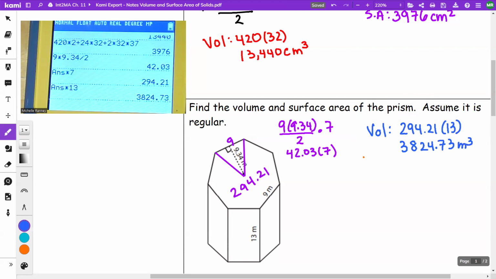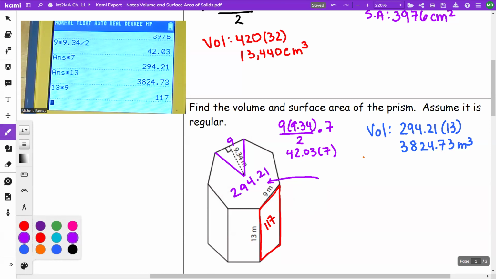Now, when I'm trying to find the surface area, I am going to have two of those seven-sided polygons, and if I draw this out here, I am going to have 7 of these rectangles. And these rectangles are going to be 13 by 9, which are 117, and I'm going to have 7 of those.